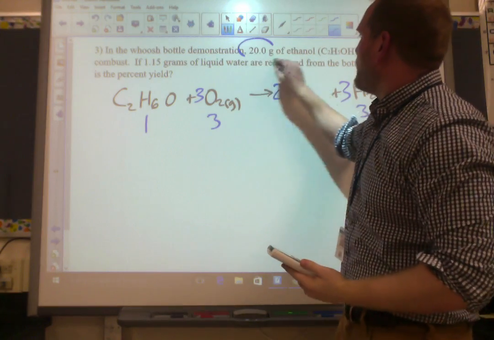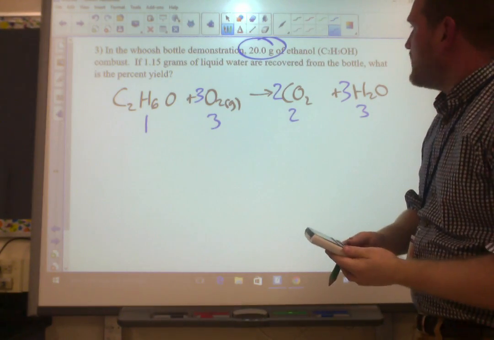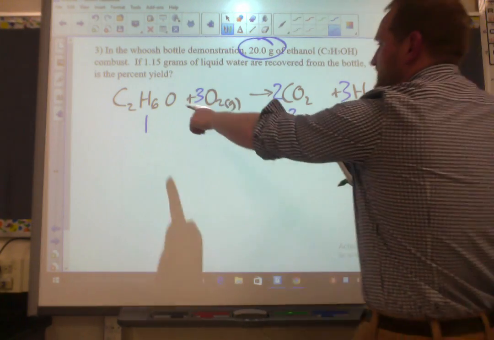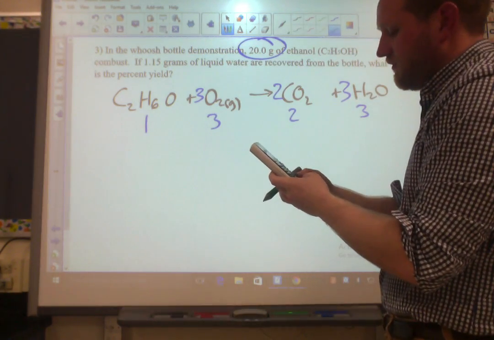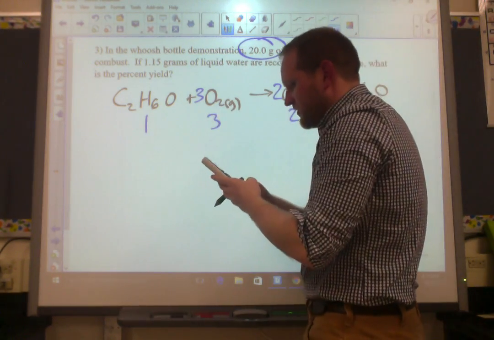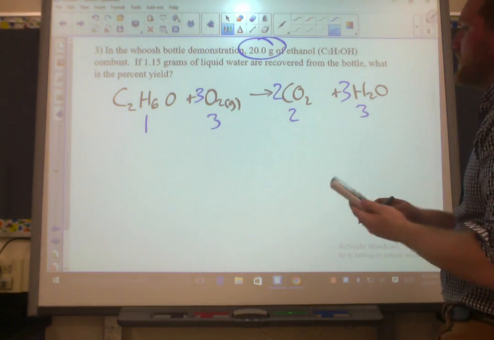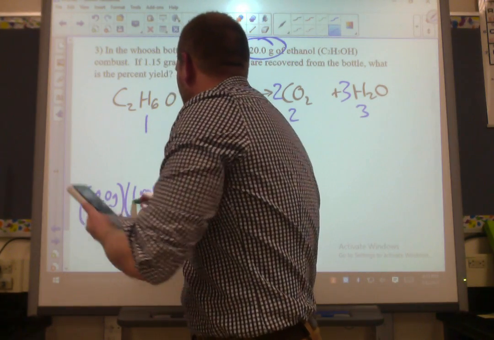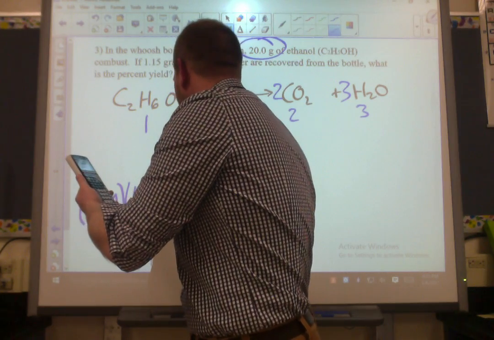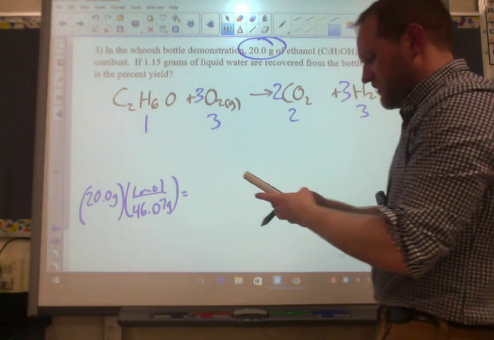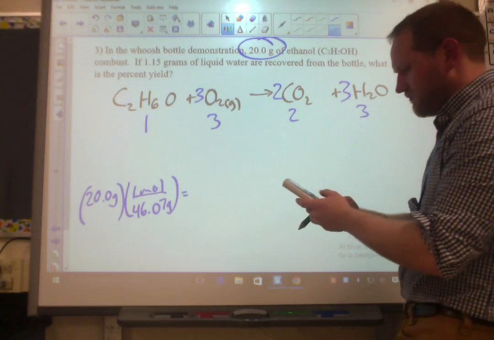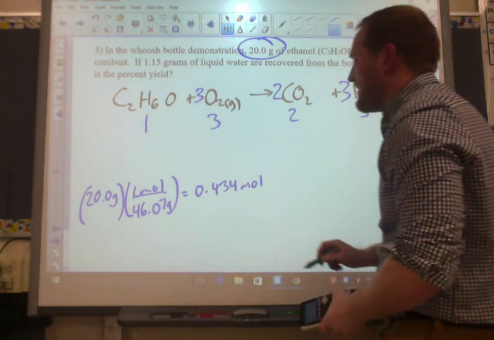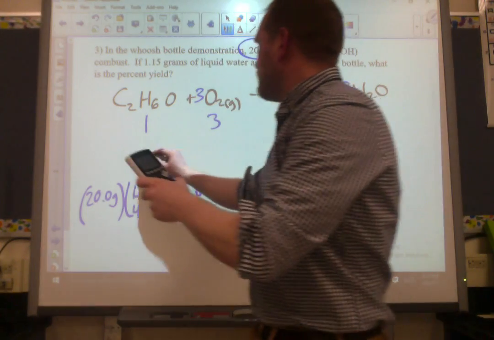So first I need to convert my 20 grams of ethanol into moles. So let's do the math here. Carbon is 12.01 times 2. I have 6 hydrogens, so that's plus 1.00794 times 6. And I have 1 oxygen plus 16. So my molar mass is 46.07 grams per mole. Let me work this out. 20.0 grams of ethanol times 1 mole over 46.07 grams. And let's see what we get. 0.434 moles. So that's how many moles of ethanol I used.